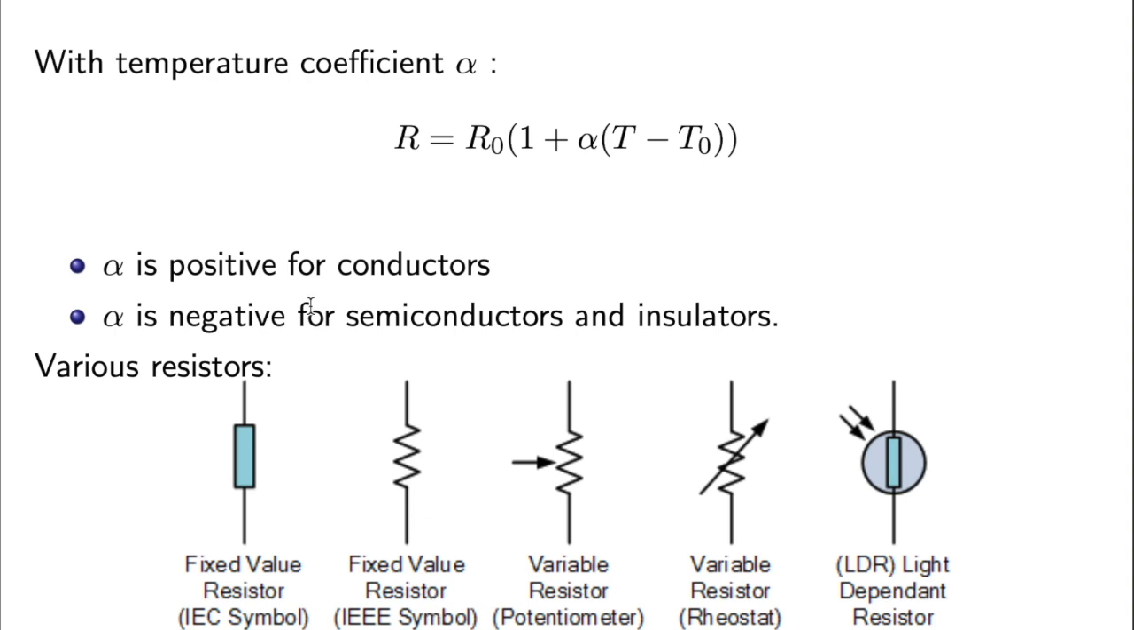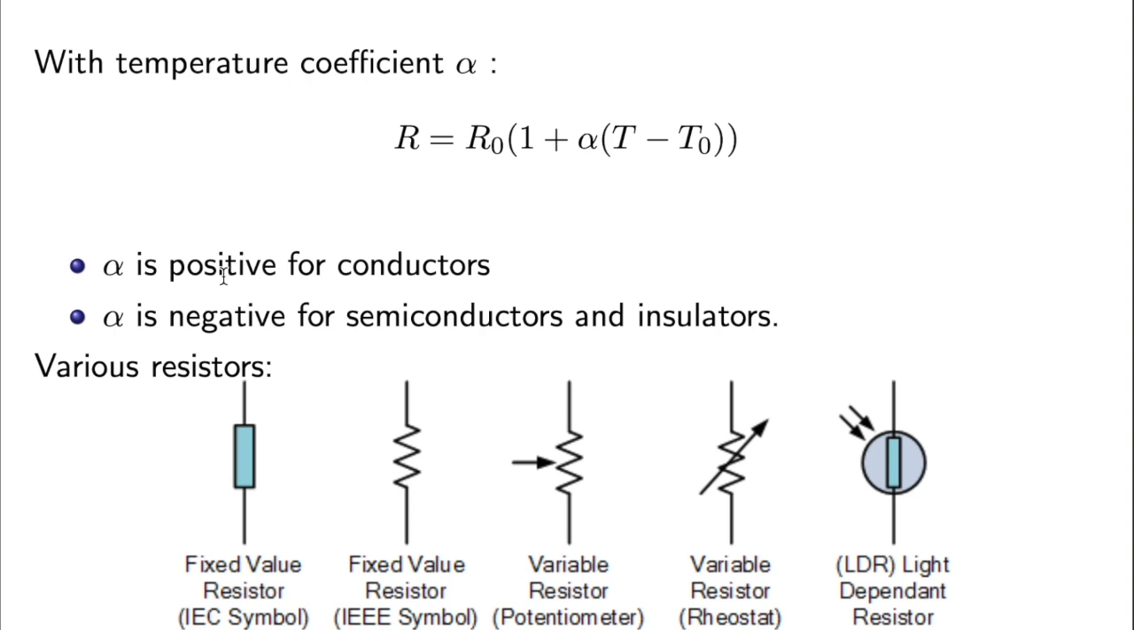Resistance is greatly influenced by temperature, and the temperature dependency is explained by the relation R equals R0 times 1 plus alpha (T minus T0), where alpha is the resistance temperature coefficient. This has a positive value for conductors, whereas its value is negative for semiconductors and insulators. So this is an interesting aspect: why is it positive for conductors, whereas negative for semiconductors and insulators?